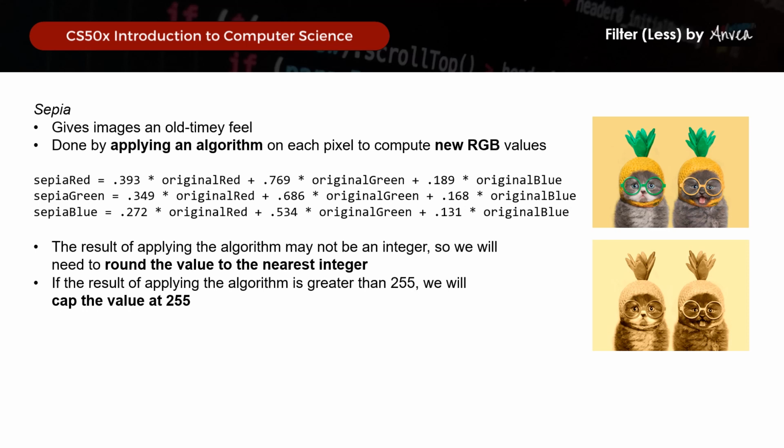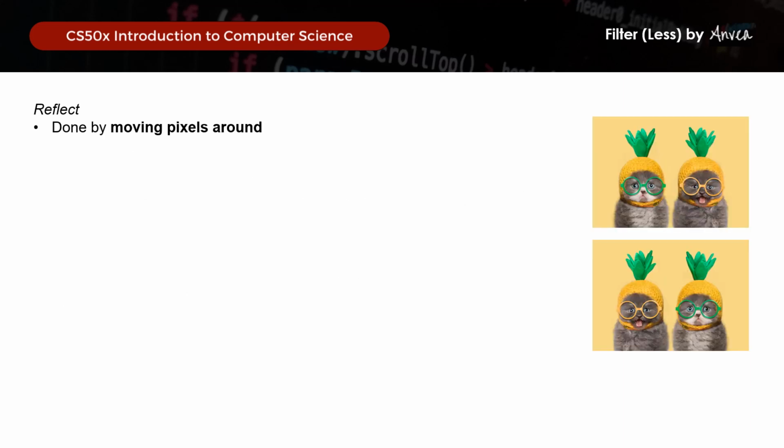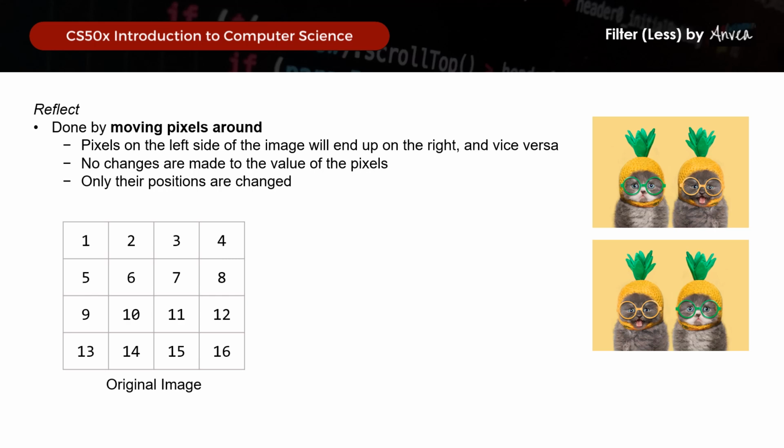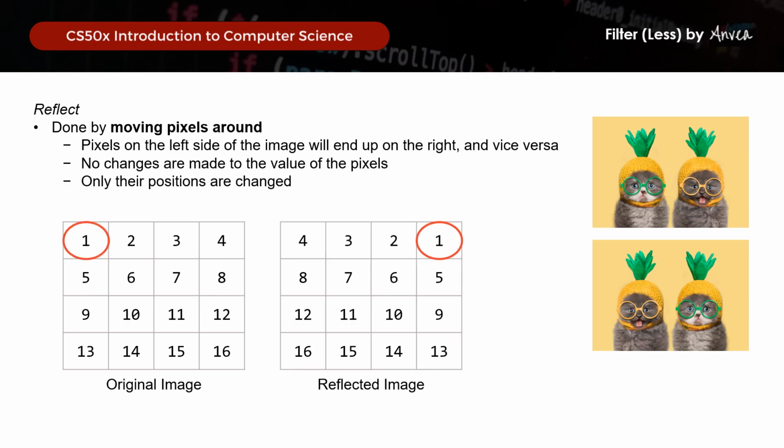Moving on to the next filter, Reflect, this is done by flipping the image horizontally, and it's done by moving pixels around. Pixels on the left of the image will end up on the right, and vice versa. There is no change to the value of the pixels, only their horizontal position is changed. In this example, the pixel will be moved to the end of the row, and the next pixel will be moved accordingly, and so on for the rest of the pixels.